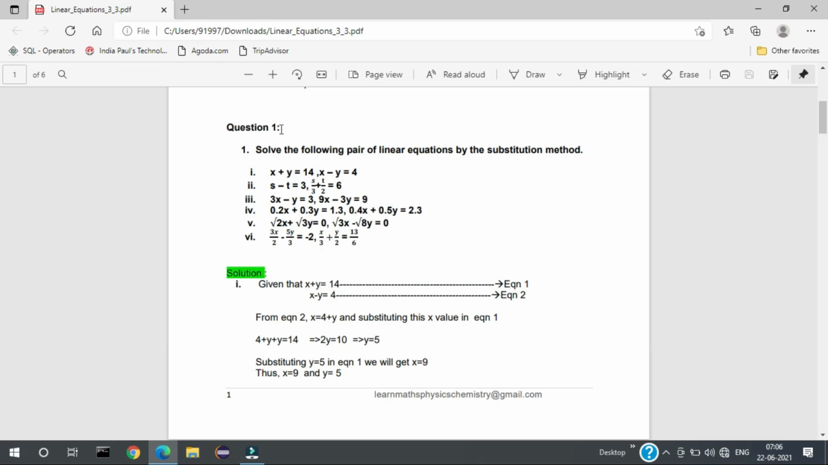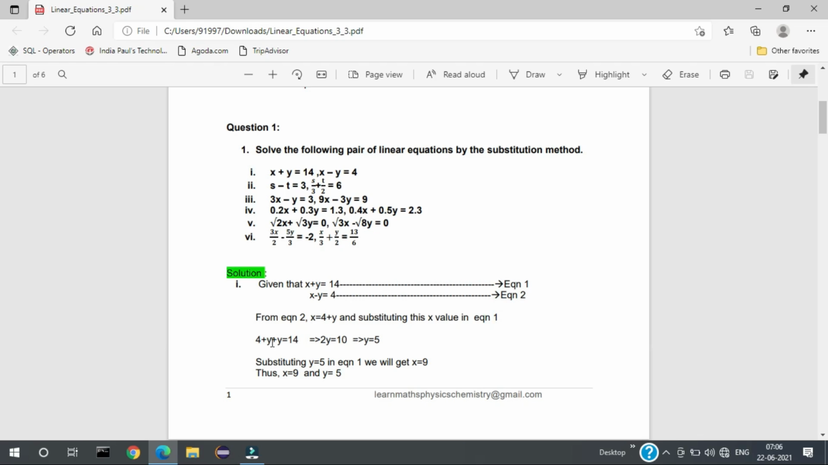Coming to question number 1. Solve the following pair of linear equations by the substitution method. Coming to the first one. Given that x plus y equals 14, this is the first equation. x minus y equals 4, that is equation number 2. From equation 2, x equals 4 plus y, and substituting this x value in equation 1. What is equation 1? x plus y equals 14.